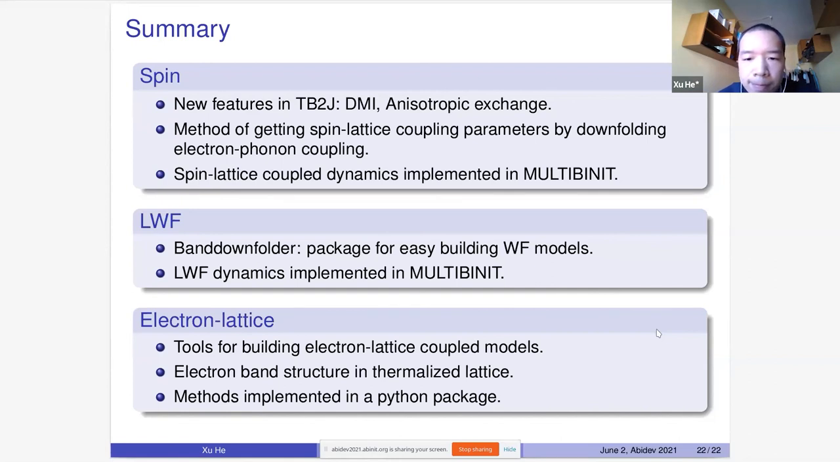Okay. And the coupling with the electrons? This is not in Multibinit. So is it available for any user? For now, it is still in an early stage. So, okay. So the vanadium oxide was the first example of application. Yeah.